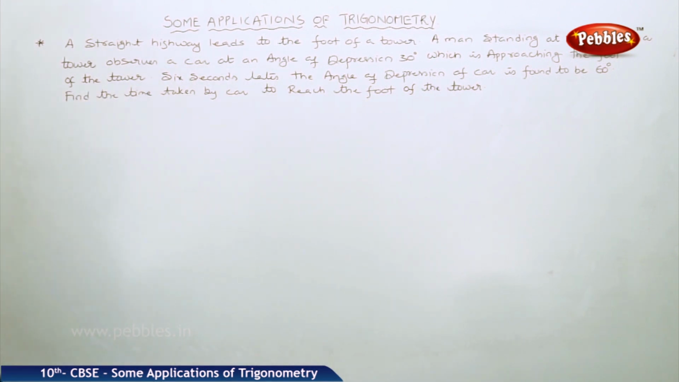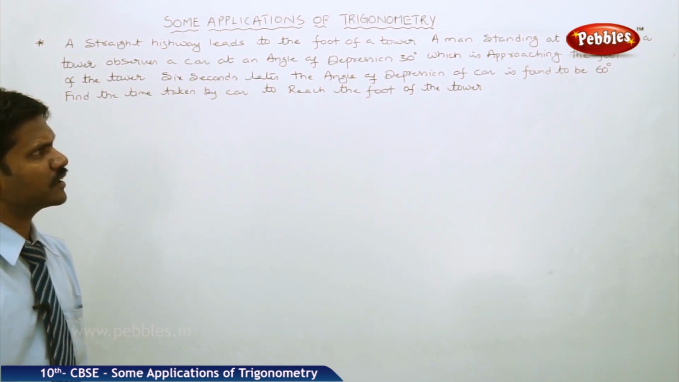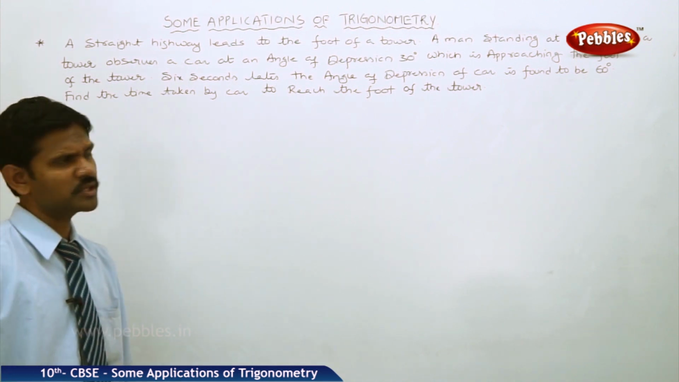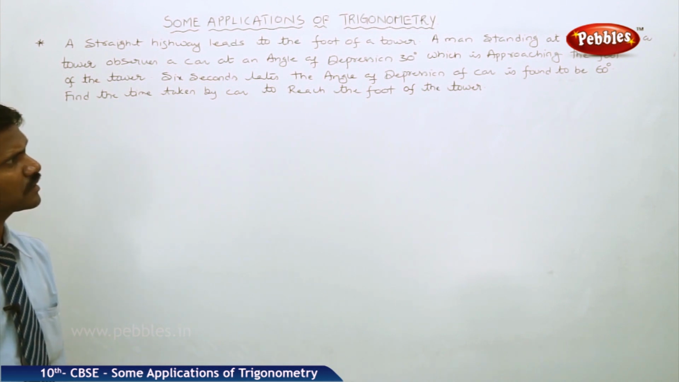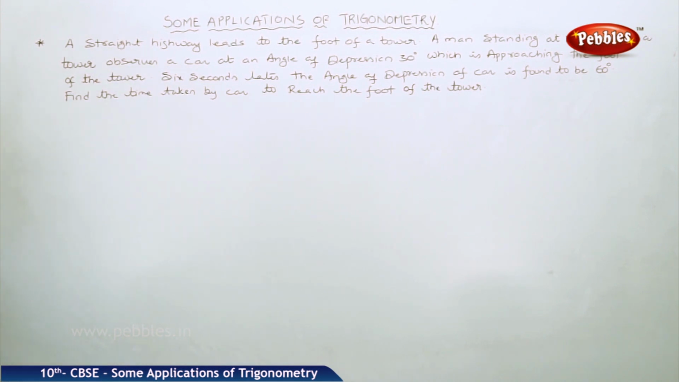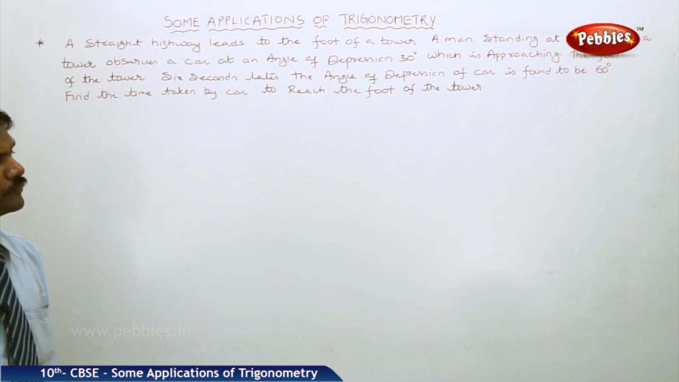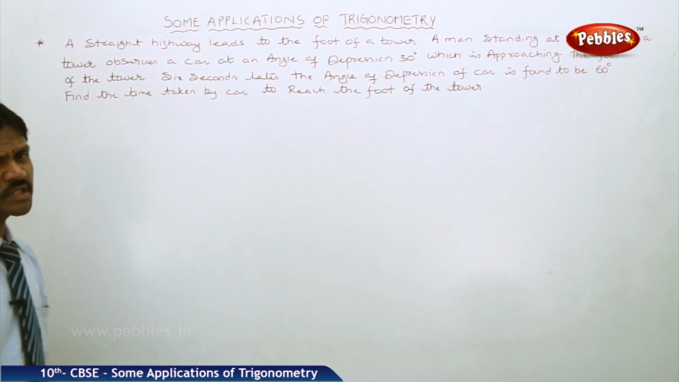A straight highway leads to the foot of a tower. A man standing at the top of the tower observes a car at an angle of depression 30 degrees, which is approaching the foot of the tower. 6 seconds later, the angle of depression of the car is found to be 60 degrees. Find the time taken by the car to reach the foot of the tower.